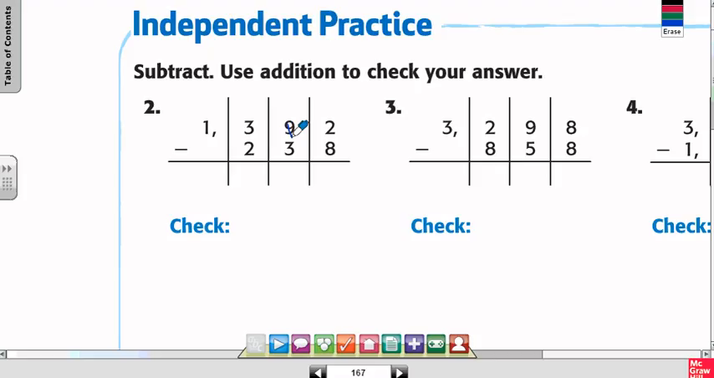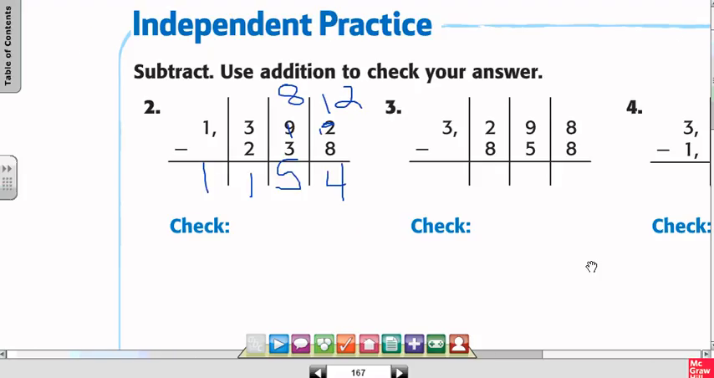I was wondering who was going to notice that. 9. If I take 1 from 9, I get 8. The one that I borrowed goes next door. Instead of 2, I have 12. So now 12 minus 8 is 4. And 8 minus 3 is 5. 3 minus 2 is 1. And then 1 minus 0 is 1.